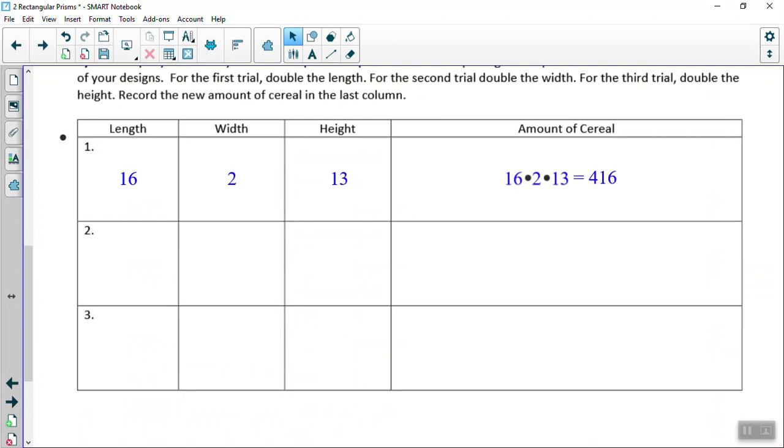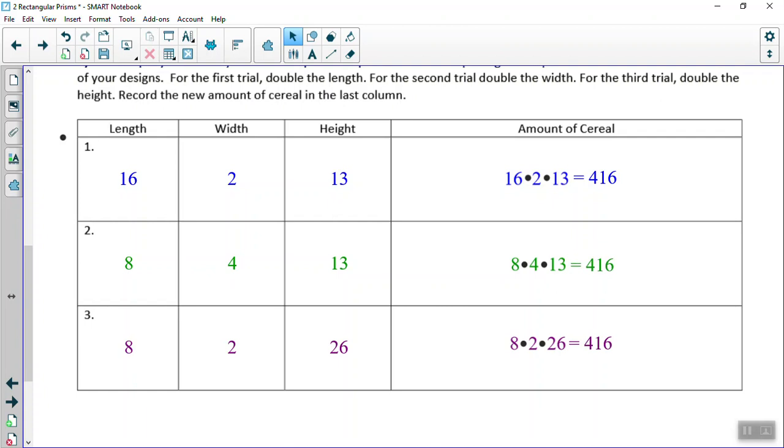All right, so when we do this, we're going to keep the length the same. I'm going to double my width. I'm going to keep my height the same. Plug my numbers in, and once again, I get 416. I'm going to keep my length the same. I'm going to keep my width the same. I'm going to double my height. Put those numbers in, and once again, my volume doubled.